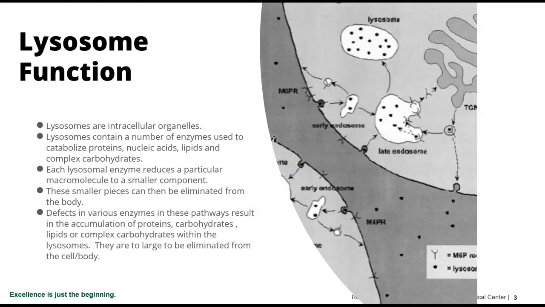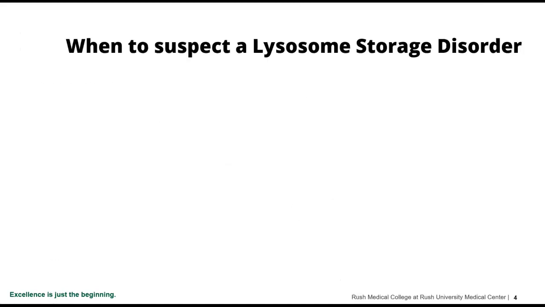Defects in various enzymes in these pathways result in the inability to either break down complex carbohydrates, proteins, lipids, nucleic acids, and so forth. When to think about a lysosomal storage disease? Well, one is organomegaly. So when we can't break things down, they accumulate. And the accumulation, a lot of this occurs in the liver, but it also results in inflammation. And as a result, we get hepatosplenomegaly.